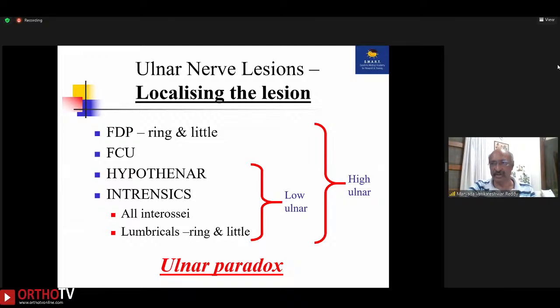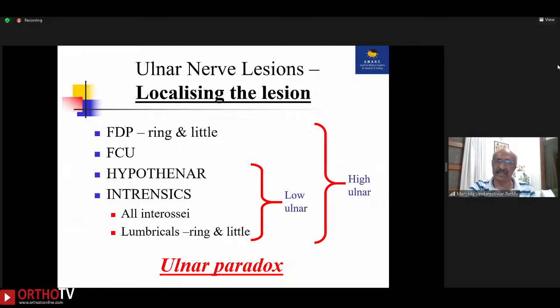Why this happens is, for a claw hand to develop, in addition to paralysis of the intrinsics, you need to have the long flexors working. Long flexors of the little and ring finger are not working in a high lesion palsy, so the deforming force is not there, and the deformity will be less. We should be able to explain this and give a logical reasoning why this happens. This is very important.